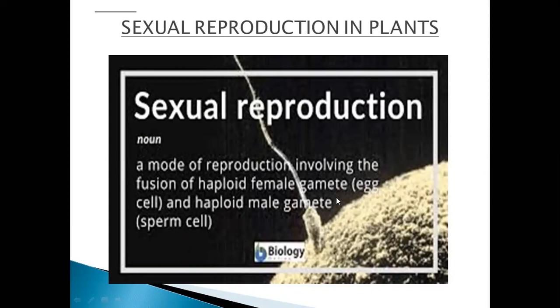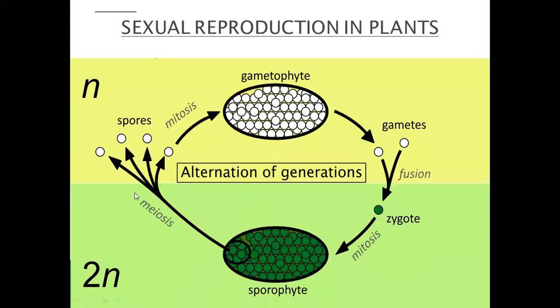It is a mode of reproduction that involves the fusion of haploid female gametes, the egg cells, and the haploid male gametes, the sperm cells. This fusion is known as sexual reproduction. For this purpose, we have one term called the alternation of generation. What is alternation of generation?